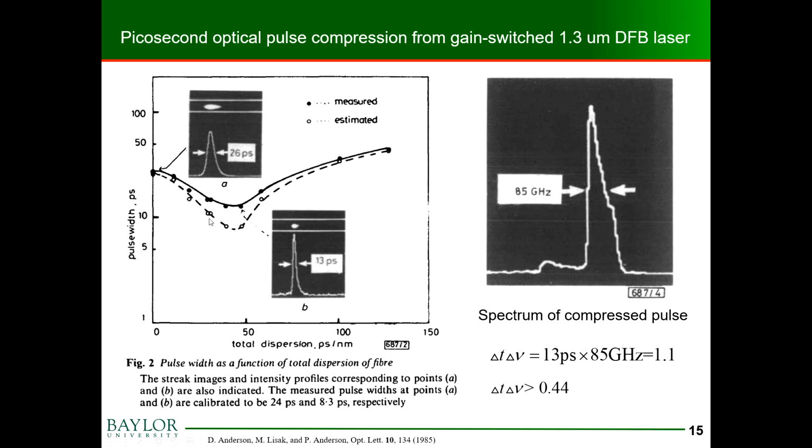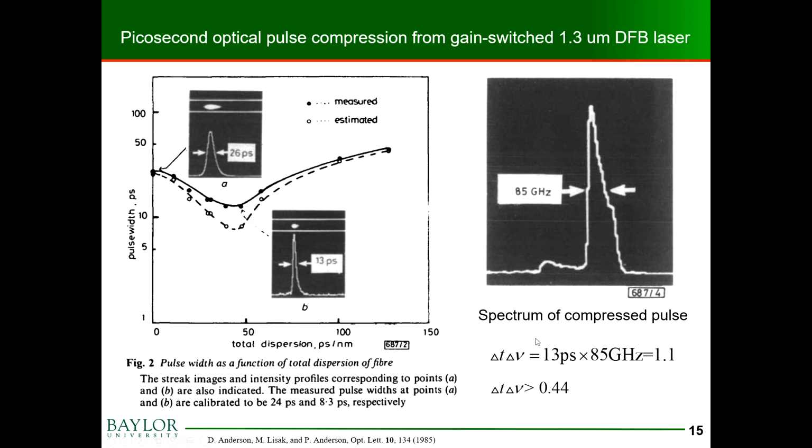Okay, and you can also do the Fourier transform and look at it in the spectrum domain, right? So this is an experimental result, of course. You can see it's 85 gigahertz, using what we learned in the homework, right? So delta T and delta nu. Delta nu is the bandwidth in the frequency domain. So it's not angular frequency, it's the frequency.